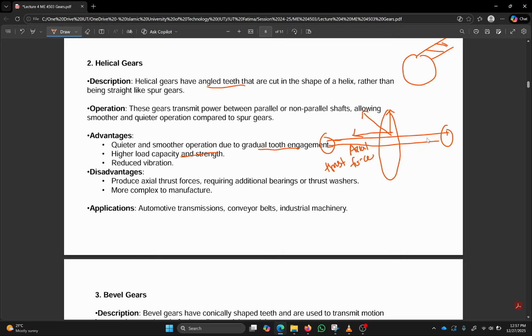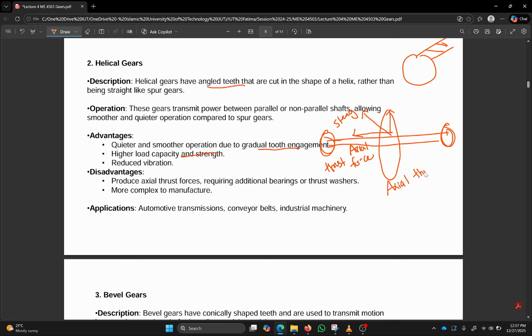So you need to use very strong bearings in order to reduce the effect of this axial thrust force. Okay, so this is one disadvantage of helical gears. It produces axial thrust force, requiring additional thrust bearings. And one very popular way to reduce this axial thrust force is to use herringbone gears.